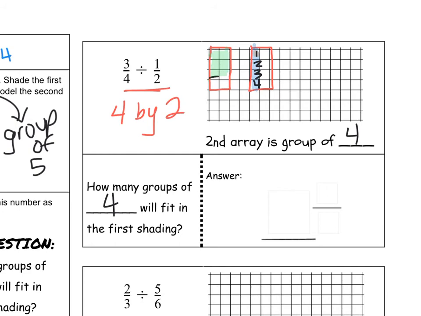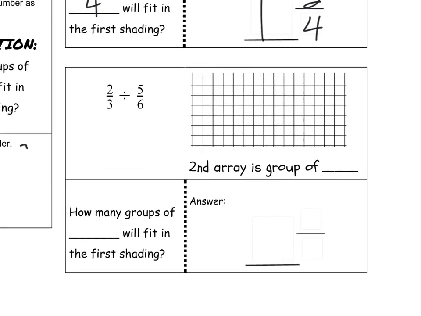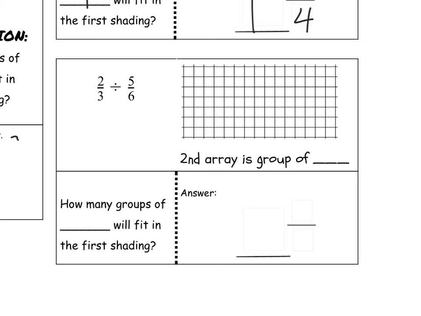So I've got 1, 2, 3, 4. So 1 group of 4. And then I have 2 extra guys, 2 of my 4 left over. So that's my answer. And then let's do it one more time. So what I want you to do on this one is I want you to pause the video, create your arrays and see if you can come up to the answer, and then start the video back up and see if you got it correct.